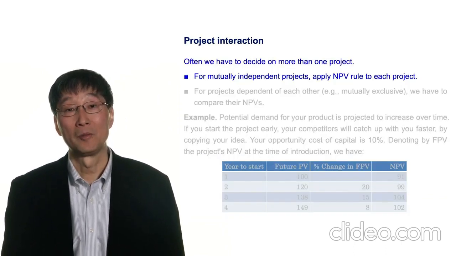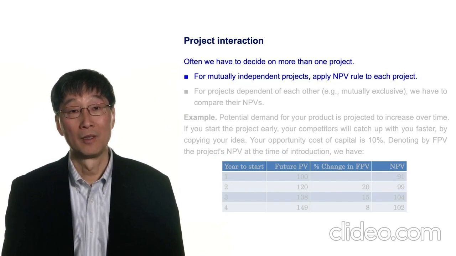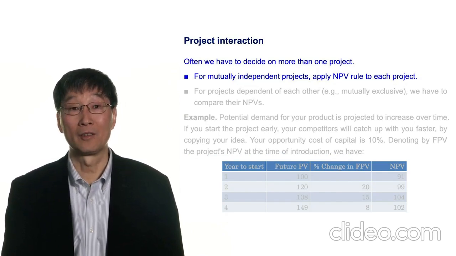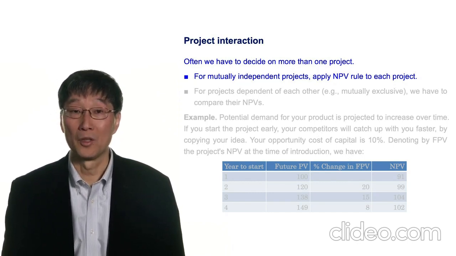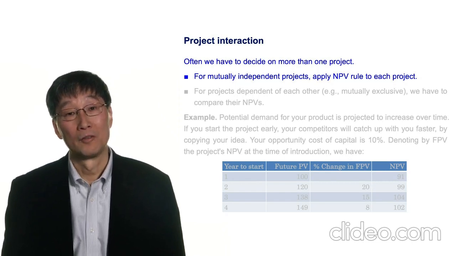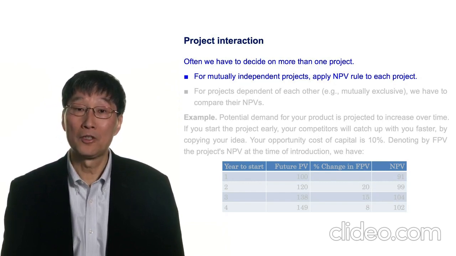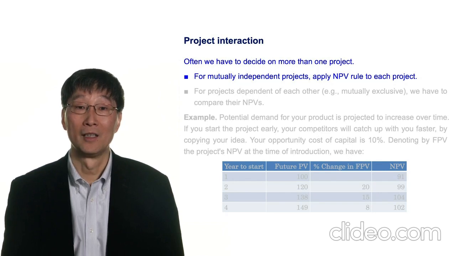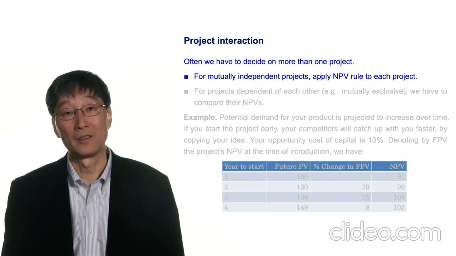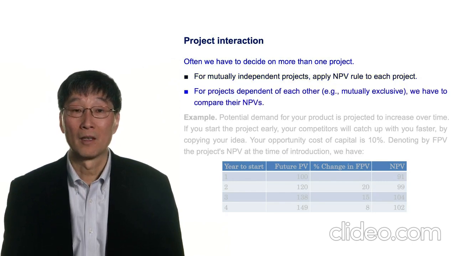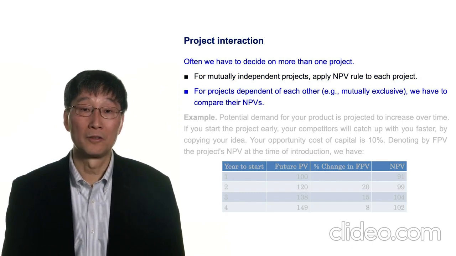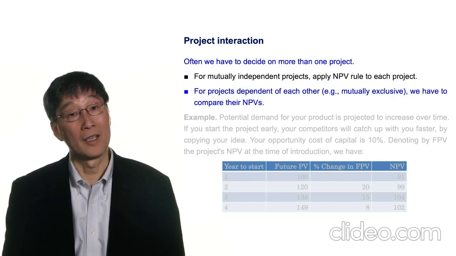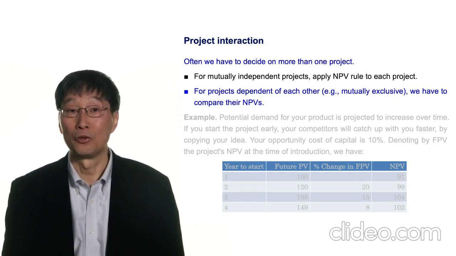Often, we face multiple projects. As a firm, there are almost unlimited number of projects it can take. The key is to find the good ones, namely those with positive NPVs. For mutually independent projects, we can simply apply the NPV rule to each project. This implies that we would take up all the projects with positive NPVs. For projects dependent of each other, in particular mutually exclusive, we then have to compare their NPVs and pick the highest one, assuming it is positive.